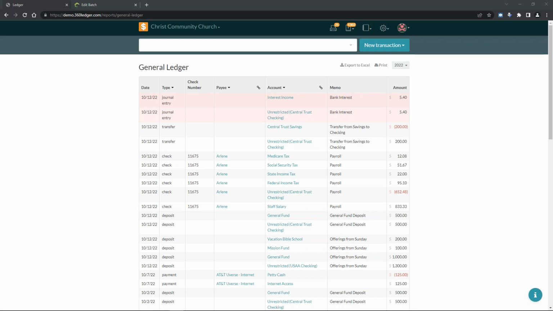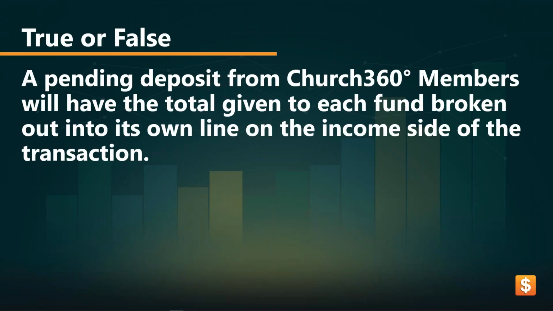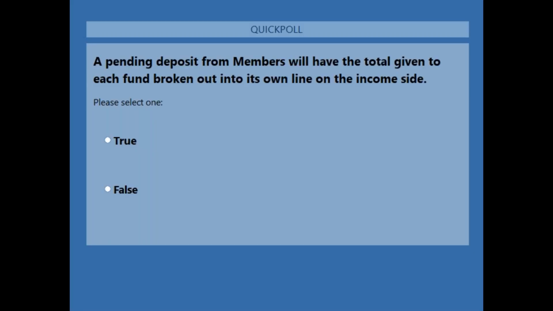So just for our quiz, I just have a few questions just to make sure that I did hit all the points that I needed to today. And my first question is, does a pending deposit from Church360 members have to have its total given to each fund broken down into each line on the income side of the transaction?